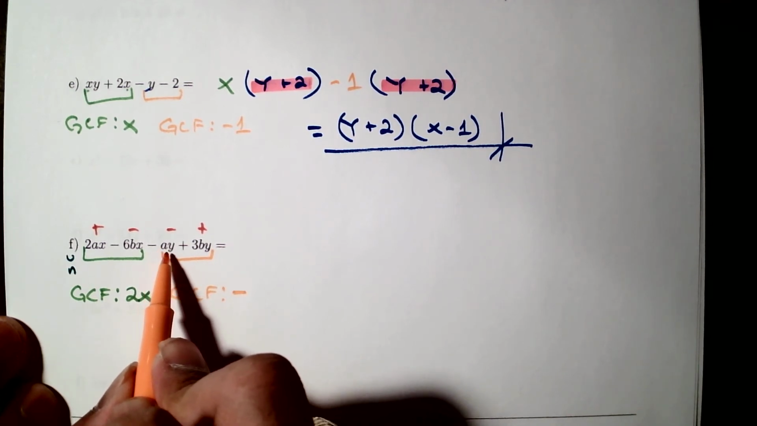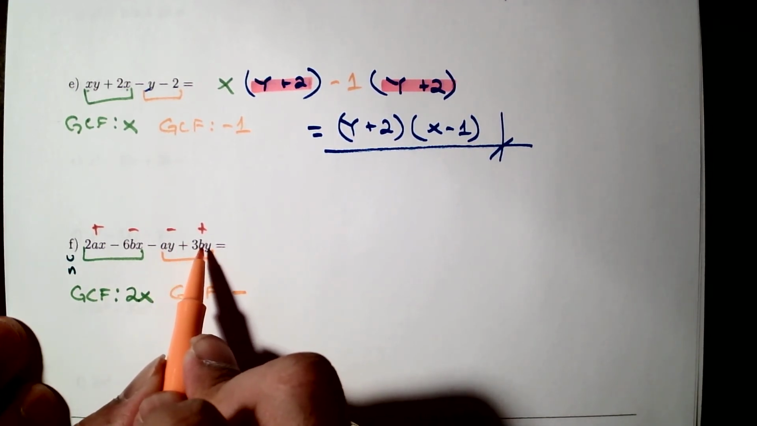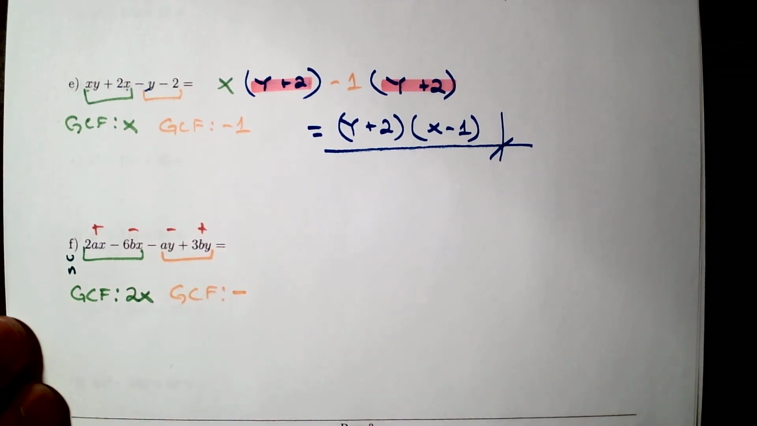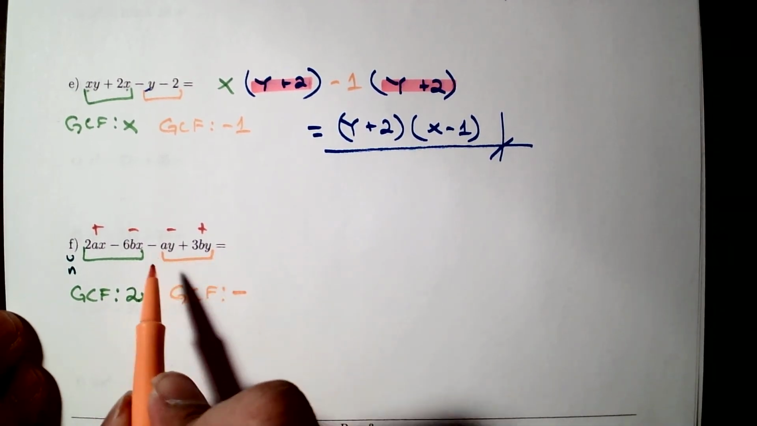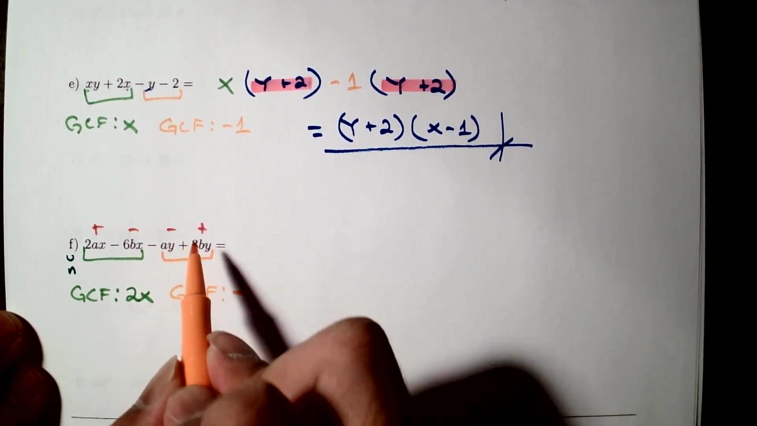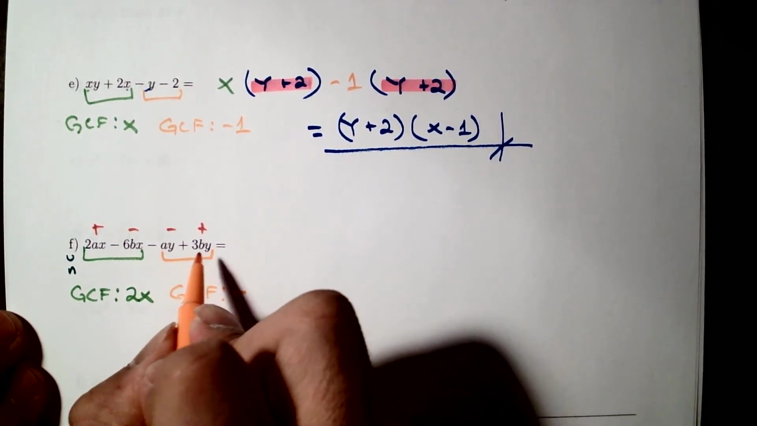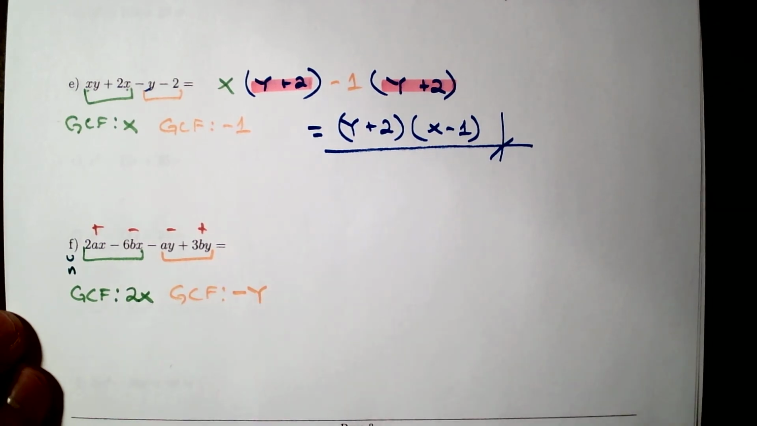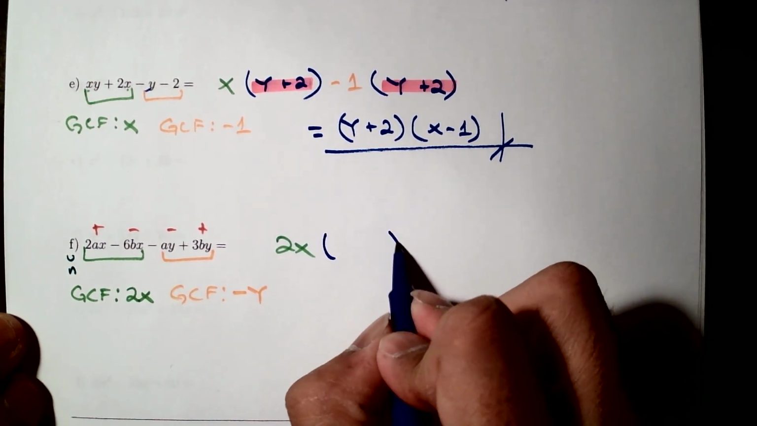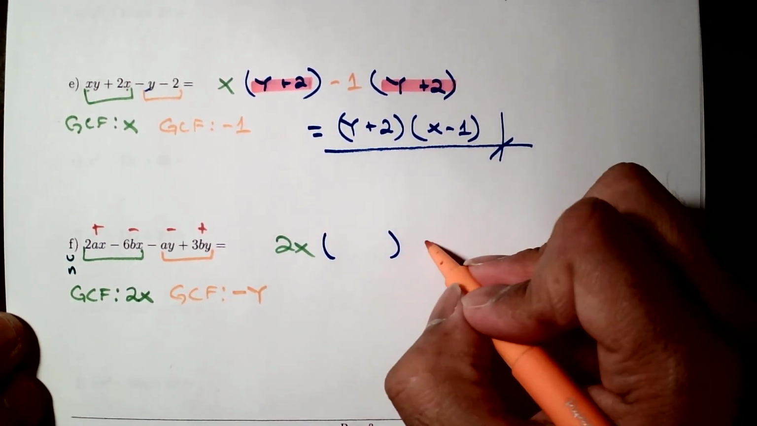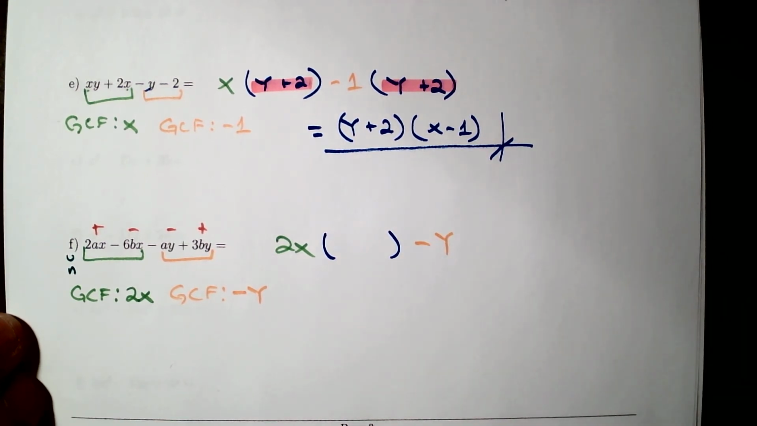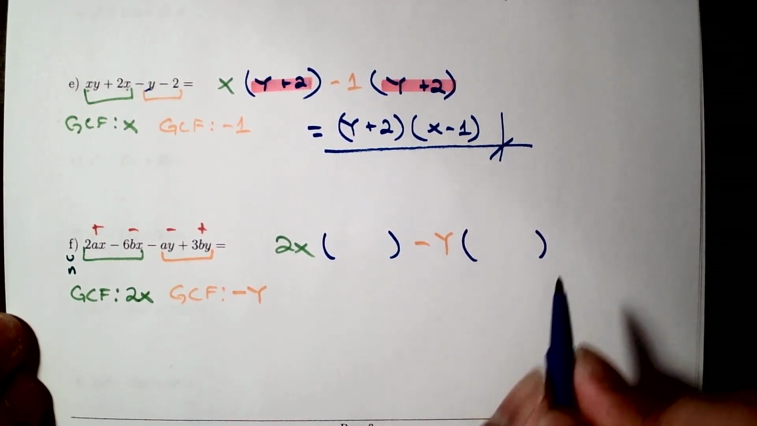Well, A only appears in the first term but not in the second. Same for B, appears on the second term but not in the first one. So I'm not going to factor out A and B. For the numerical coefficients, well, I have an invisible 1 and a 3, nothing to factor out. But notice how the y's are common, so negative y. What are we going to have here? So 2x times what number, minus y times what number?